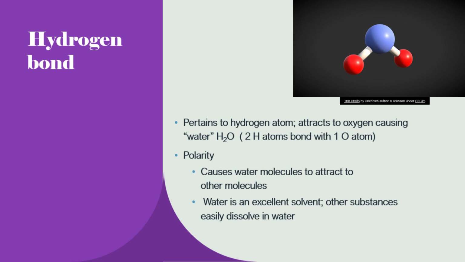A hydrogen bond pertains to the hydrogen atom. For instance, the hydrogen atom attracted the oxygen atom, forming the water molecule H2O. There are two hydrogen atoms bonded with one oxygen atom. This specific hydrogen bond is considered to have polarity.